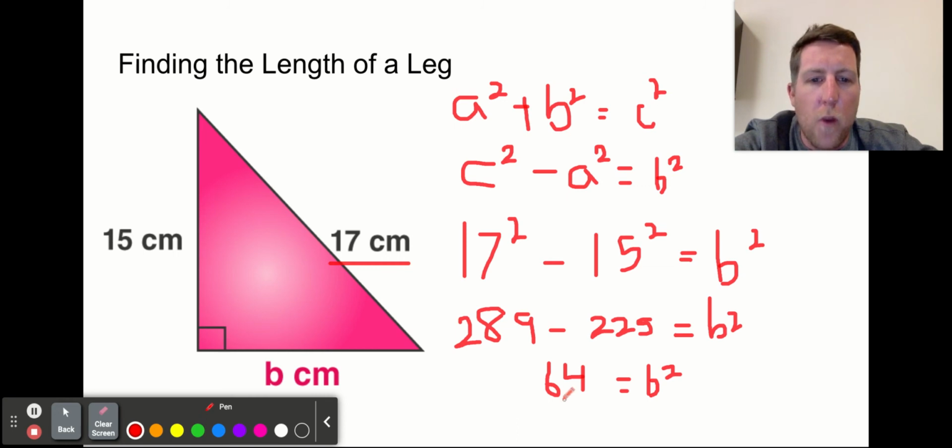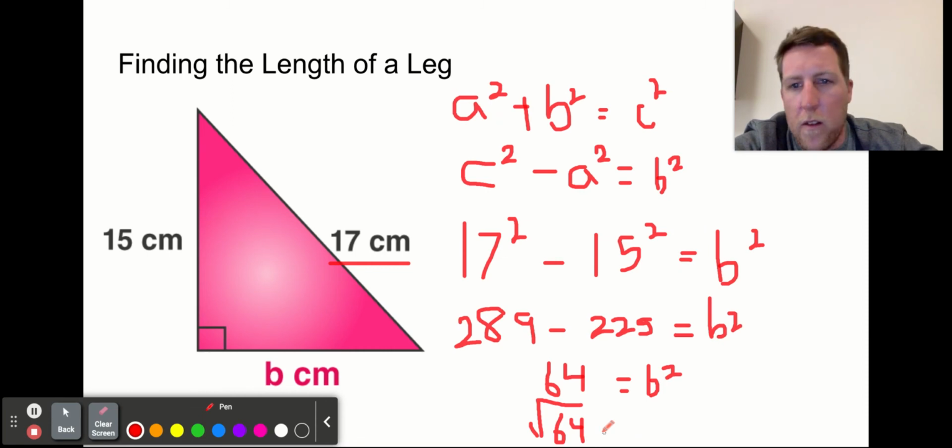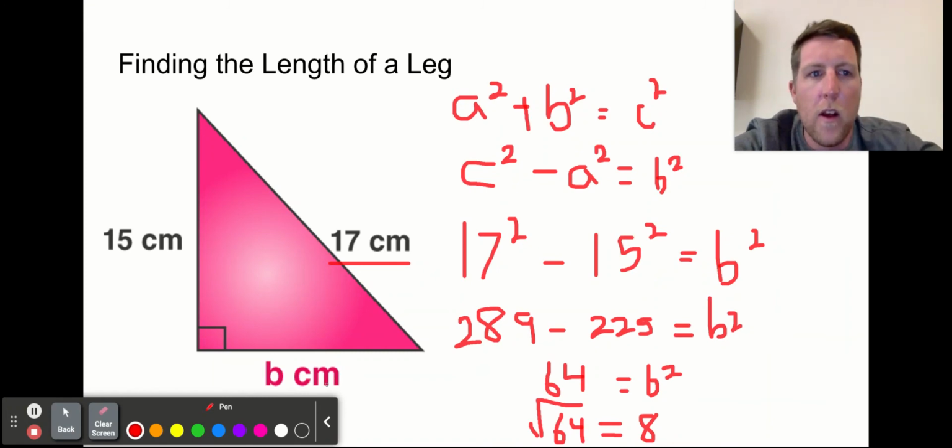Okay, the square root of 64, as you know, is 8. Hopefully you know that. So the side length b is 8. And that makes sense. 17, 15, and 8. Those are nice numbers. Reasonable. 64 is way too long of a measurement for b. So that's the first two types of examples.